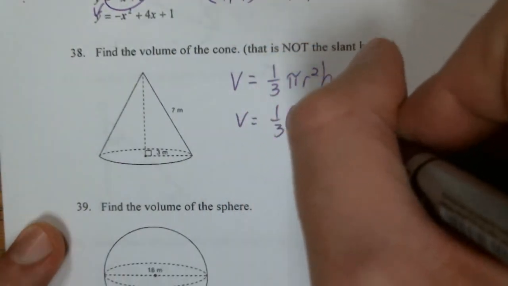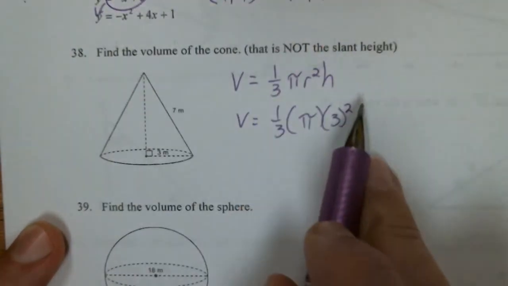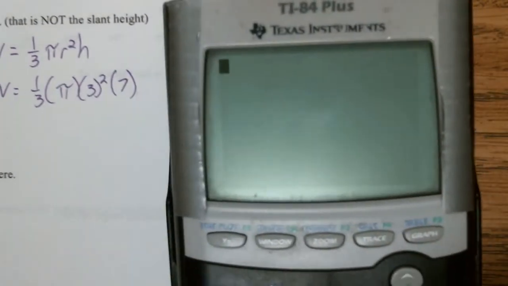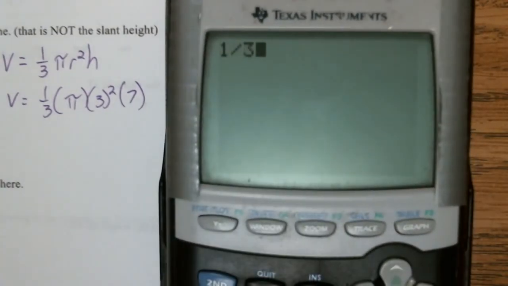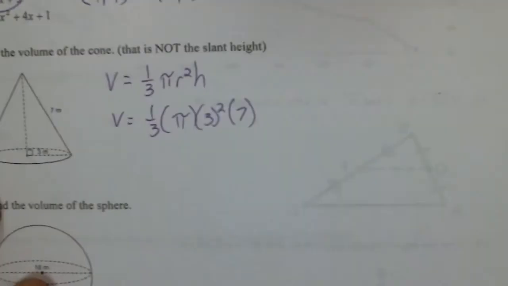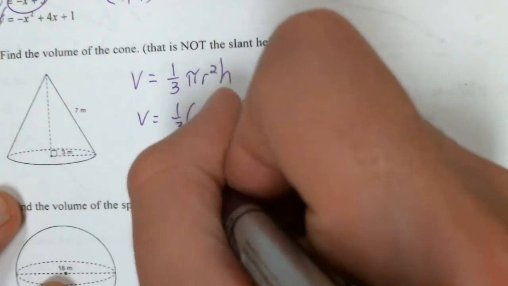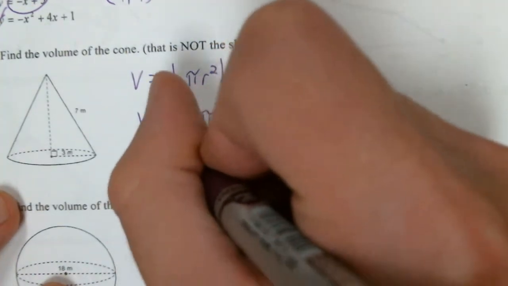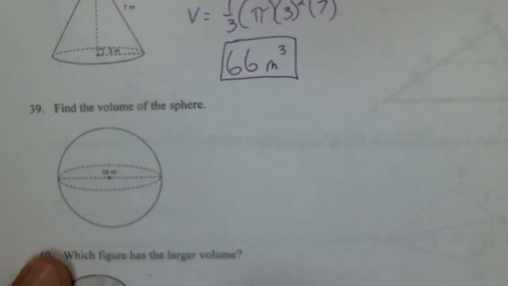1/3 times pi times 3 squared. Don't forget to square it. Times the height, which is 7. Let's plug that in. 1 divided by 3 times pi times 3 squared times 7. And we get around 66 meters cubed. All right, that's pretty easy.